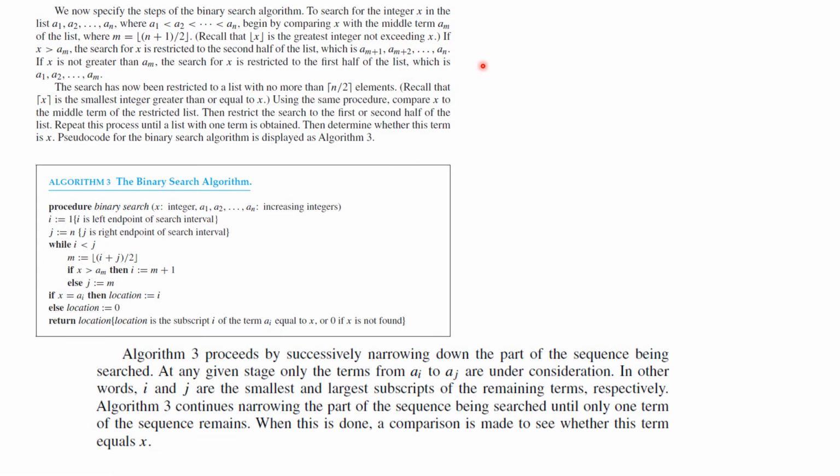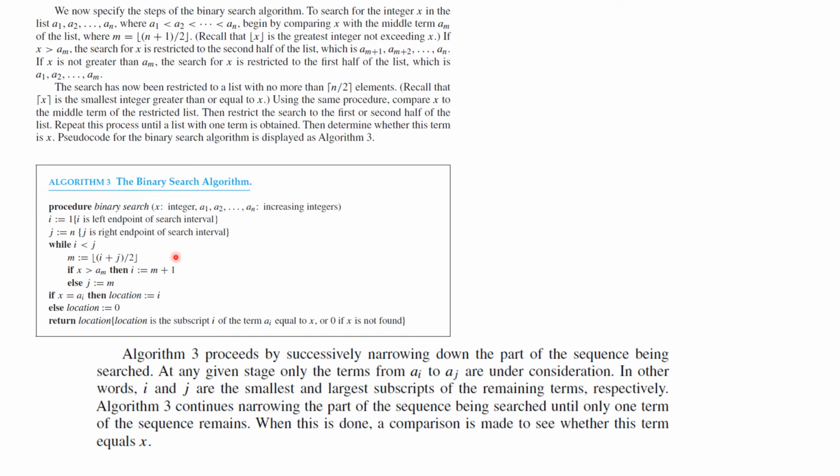Now, we can specify the steps of the binary search algorithm, and in fact, here it is in pseudocode. So the procedure is the binary search. Your input are the numbers, and those are always in increasing order. You start with i equal 1, and then for every i less than j, you go through. Now we do a comparison here because the search is restricted to a list of no more than the ceiling of x, and this is the smallest integer greater than or equal to x. That's what this symbol means. We've talked about this before, and so you've restricted it that way.